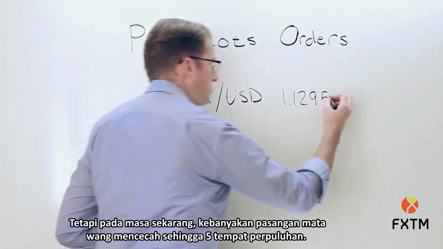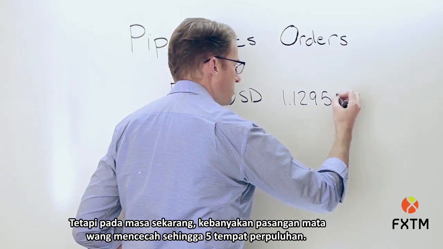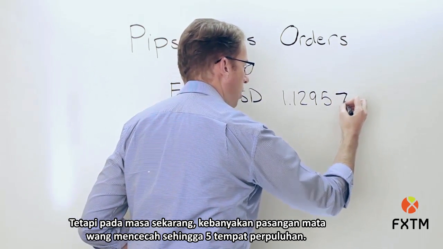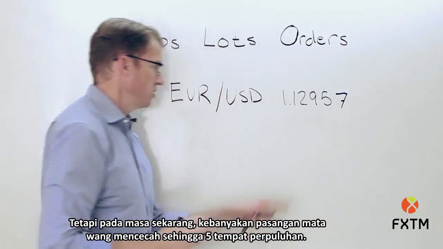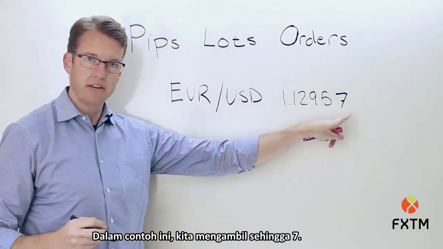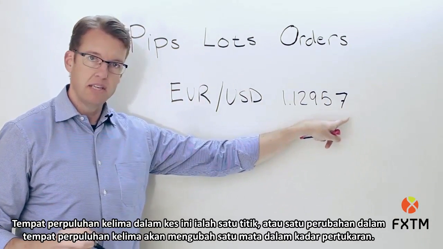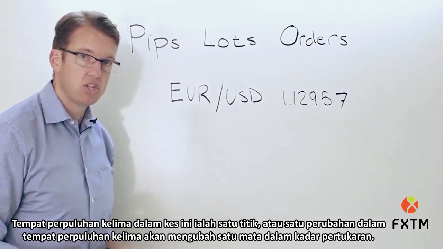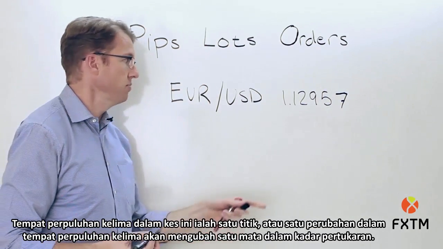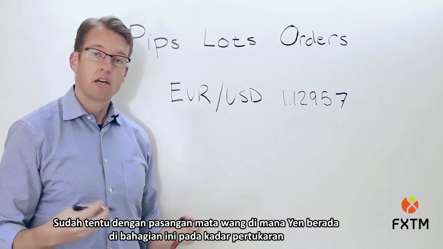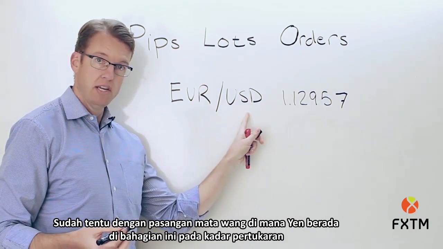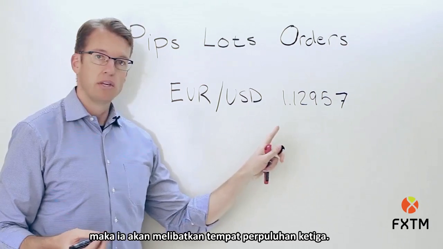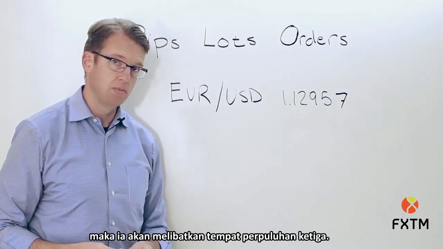Now, however, most currency pairs these days are actually quoted all the way out to the fifth decimal place. So in this case, we'll take that out to a 7. The fifth decimal place in this case is a point, or a change in the fifth decimal place would be a change of 1 point within the exchange rate. And of course, with a currency pair where the yen is over here on the exchange rate, well then that's going to be carried out to the third decimal point.